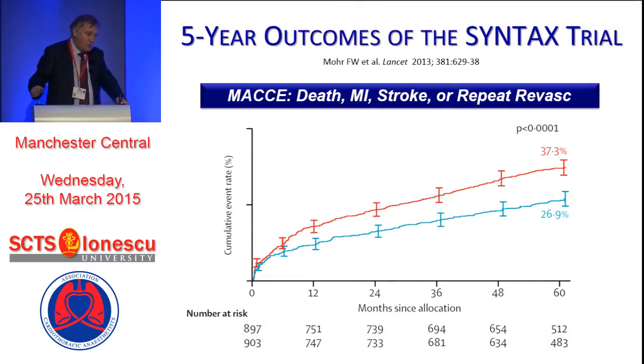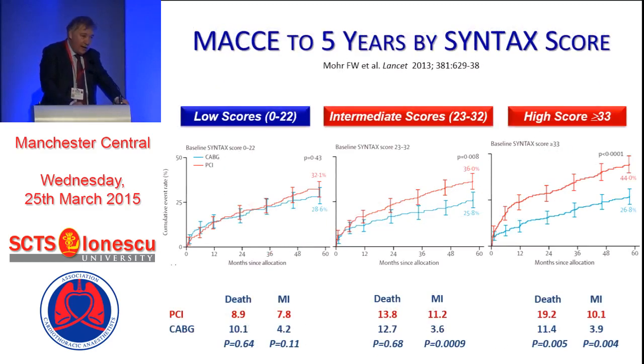Now, the 5-year outcomes of the SYNTAX trial, in terms of MACE, so the combined endpoint of death, MI, stroke, or repeat target vessel revascularization, is clearly in favor of CABG overall, with an absolute risk difference of about 10%, or a little more than 10%. That was already different for the primary endpoint, which was at 1 year. Now, if we go into the tertiles, you can see that there is no difference for patients with a low score, but there is a difference for patients with an intermediate score, 23 to 32, and for patients with a high score, that is 33 or above.